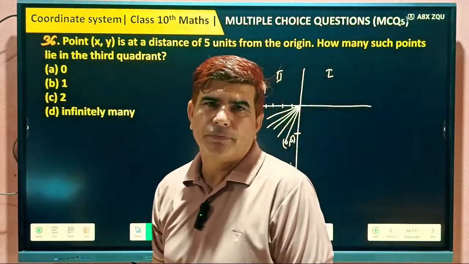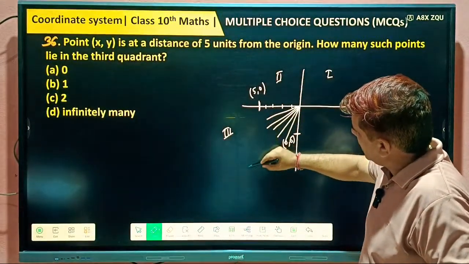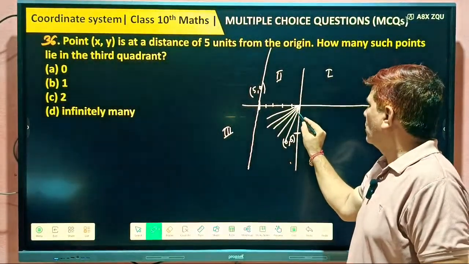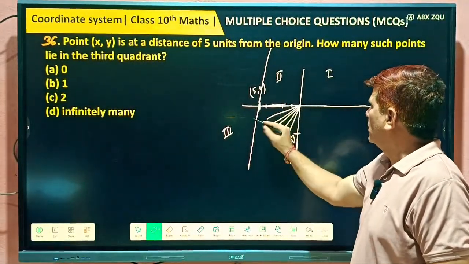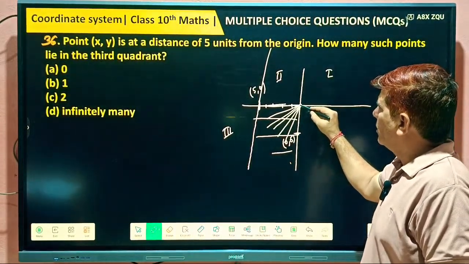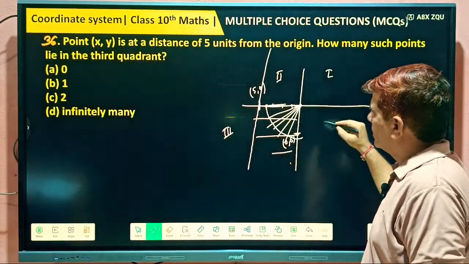Infinite many. All are points like this. It's meaning like this we are taking. So its distance is 5 unit. All are having 5 unit. So saying from the origin, so it's meaning also how many? Draw like this.